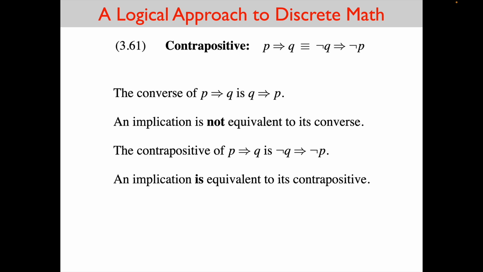And so in this example, the contrapositive is, if the sidewalk is not wet, then it is not raining. And we see that that is equivalent to, if it is raining, then the sidewalk is wet. So that is an illustration of a scenario of how an implication is not equivalent to its converse, whereas an implication is equivalent to its contrapositive.